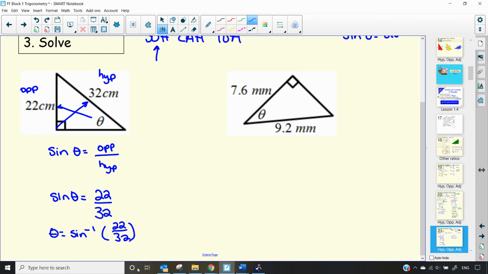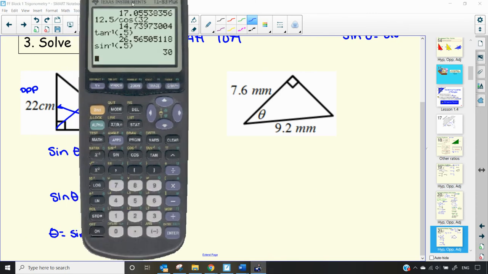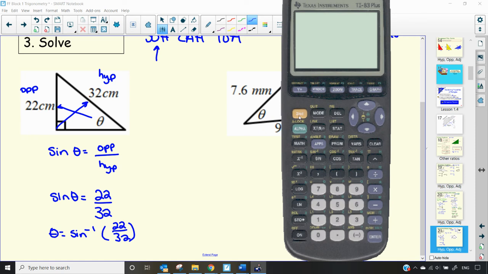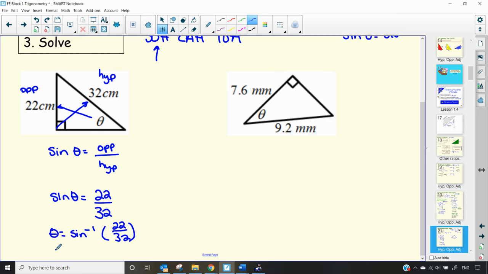So to put that into our calculator, we would have second function sine, 22 divided by 32. And that gives me 43 degrees. Remember, with angles, we round to the nearest degree. So 43.4 becomes 43 degrees.